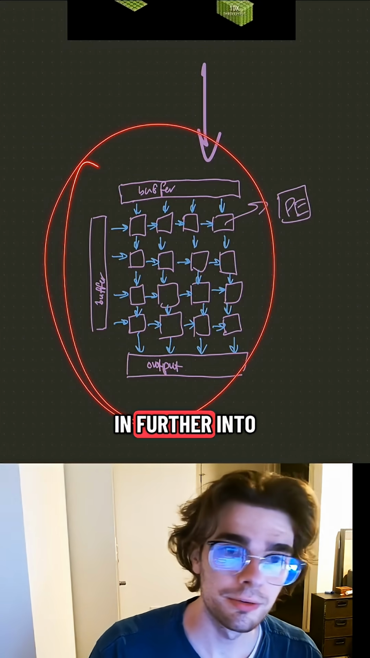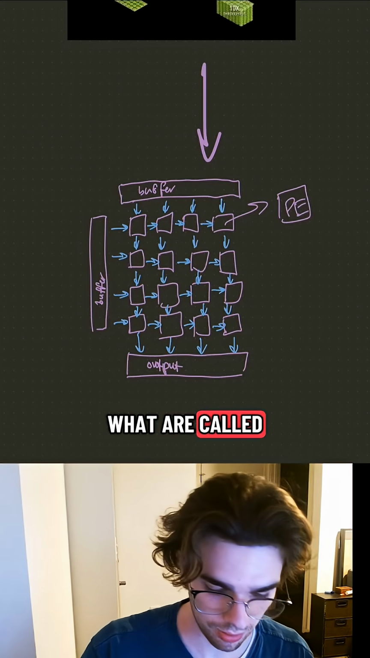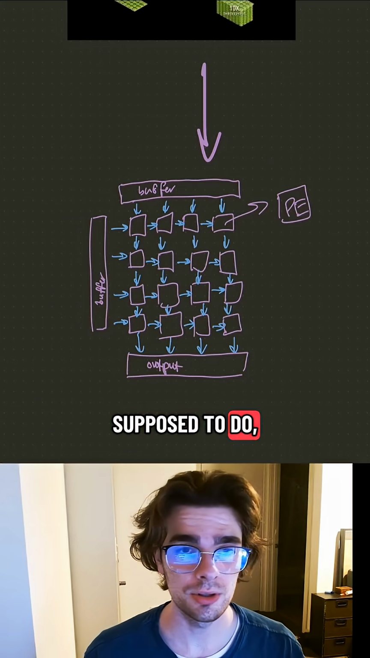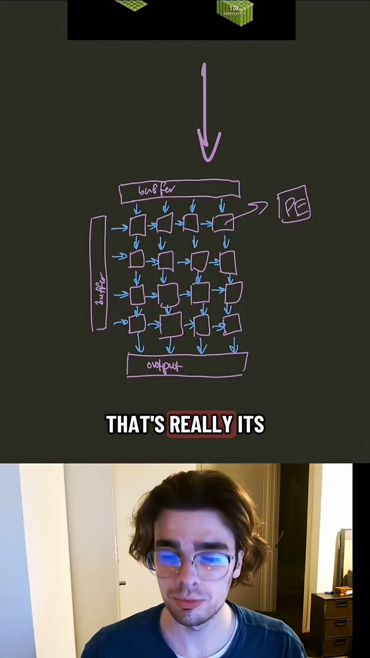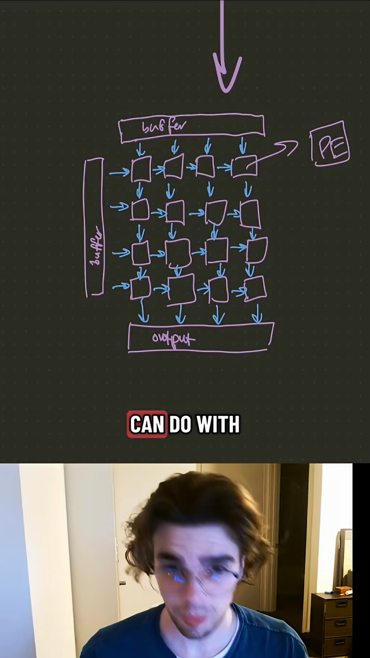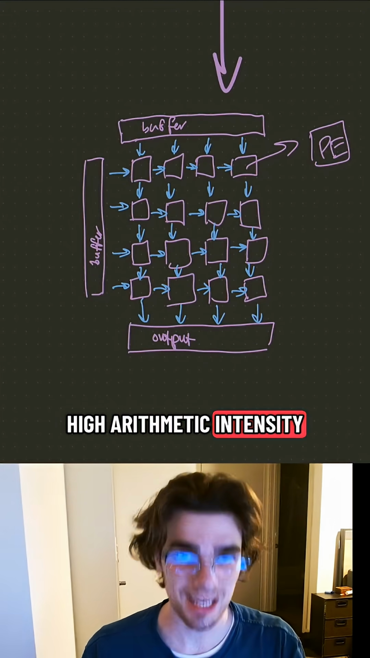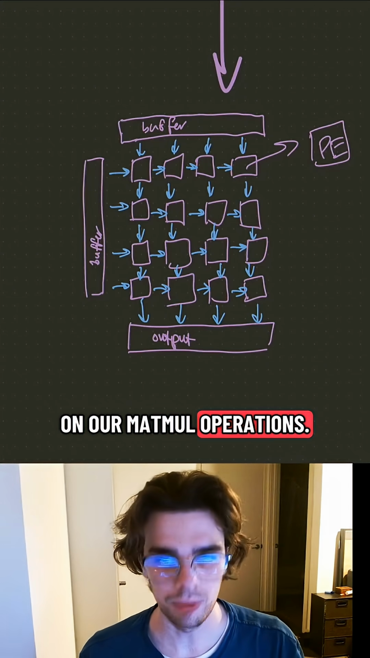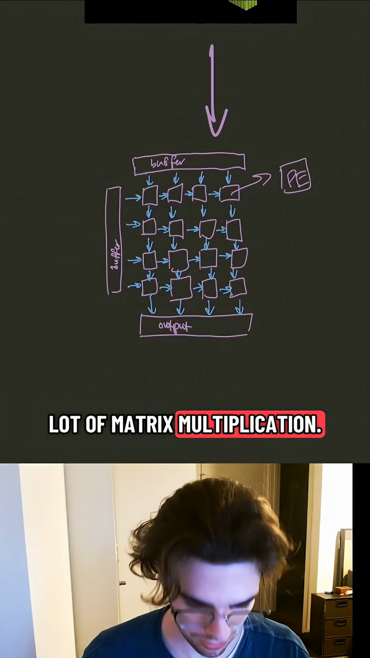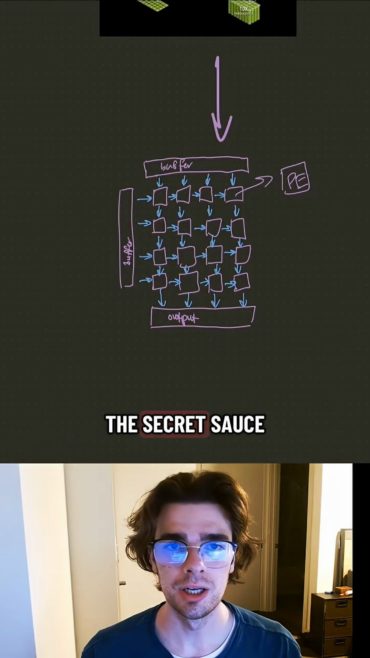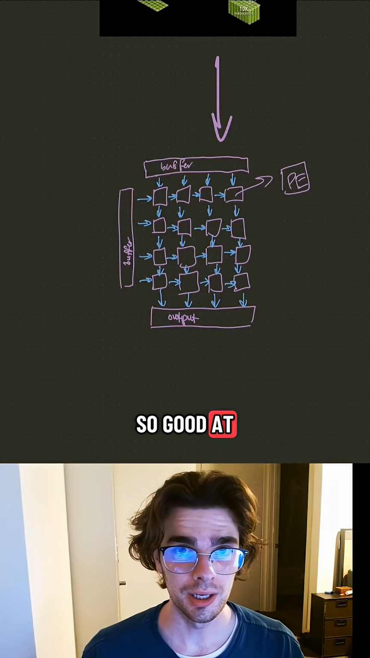Now let's zoom in further into our systolic array. In these systolic arrays, we have what are called processing elements. And what it's supposed to do is an add, a multiply, and then pass the data along. That's really its only purpose. And what we can do with this is get really, really efficient, or high, arithmetic intensity on our mat-mul operations. And what does AI have a lot of? It has a lot of matrix multiplication. And so that's really the secret sauce to NVIDIA's GPUs and why they're so good at these workloads.